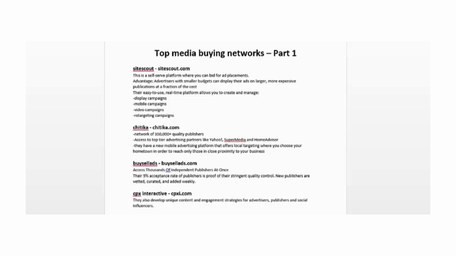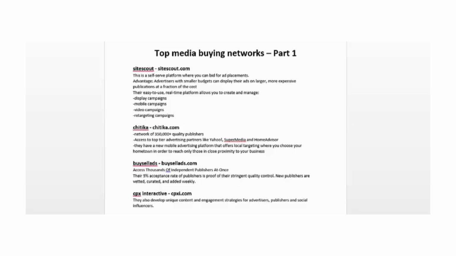Okay, now another great network is Chitika, or chitika.com. This is a network of 350,000 plus quality publishers. You get access to top tier advertising partners like Yahoo, Supermedia, and Home Advisor. Okay, and they actually have this new mobile advertising platform that offers local targeting, where you choose your hometown in order to reach only those in close proximity to your business.